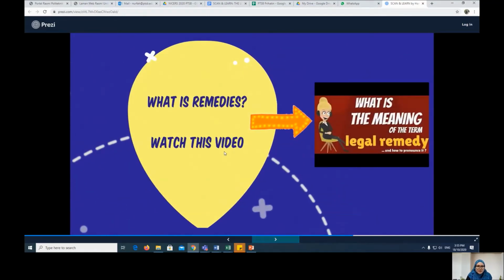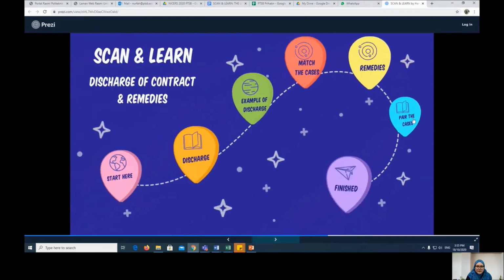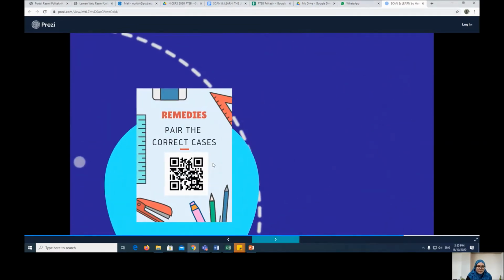Next step is when the students have to watch this video to understand the meaning of remedies. Later on, they have to scan this QR code to pair the correct cases based on the types of remedies. They have to make sure that they pair the correct cases with the correct types of remedies.